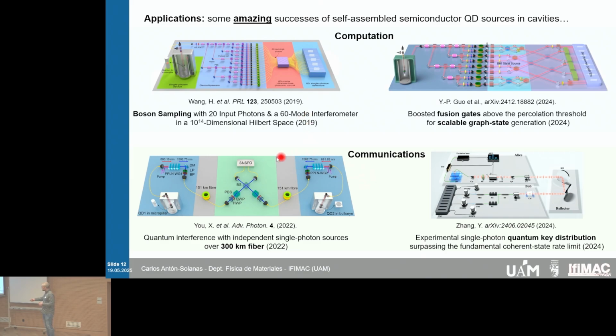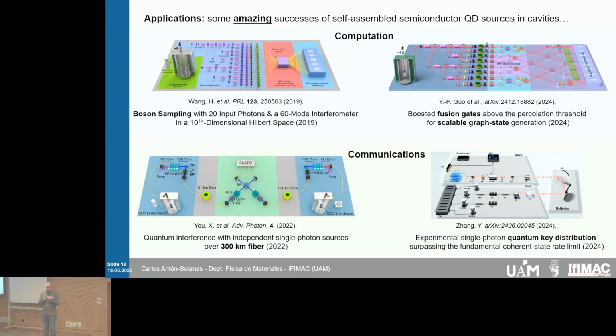And then on communications, there are these two implementations. This first one tests that you can do a Bell measurement between two sources that are separated by 300 kilometers in fiber. And this other one, which is pretty recent, demonstrated that in a quantum key distribution protocol, in this case I think BB84, in a certain range of losses in free space, they are capable of communicating the key more efficiently than if you are using decoy states, as is generally done.